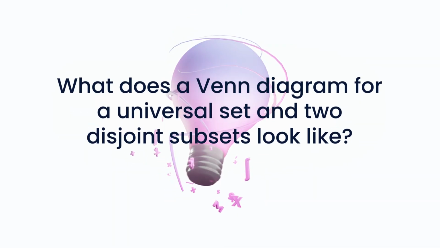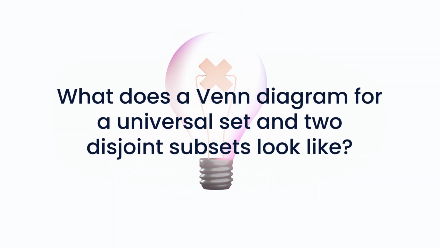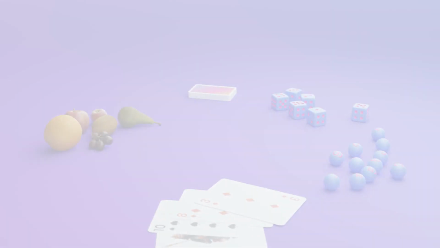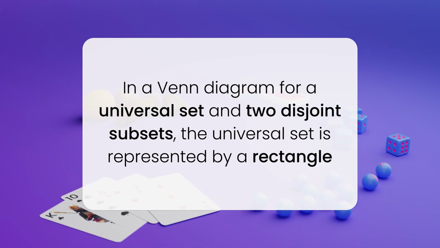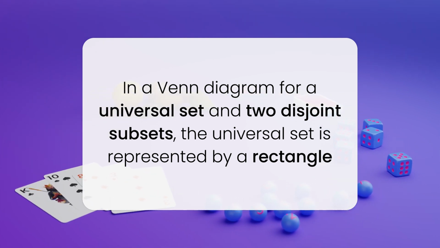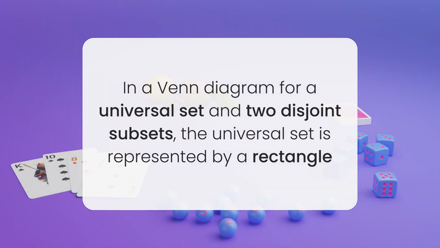What does a Venn diagram for a universal set and two disjoint subsets look like? In a Venn diagram for a universal set and two disjoint subsets, the universal set is represented by a rectangle.